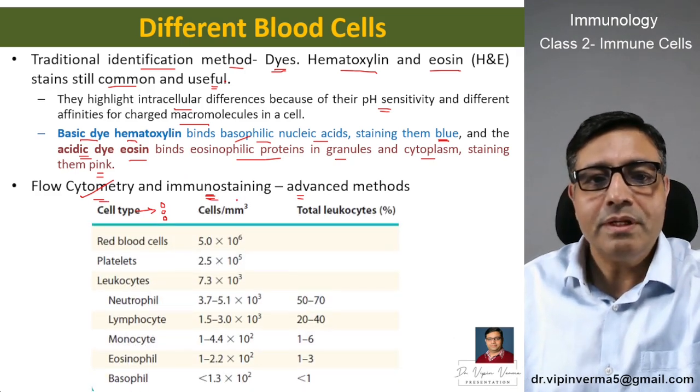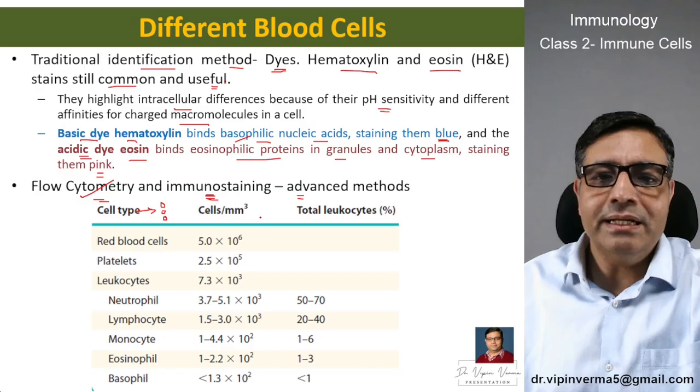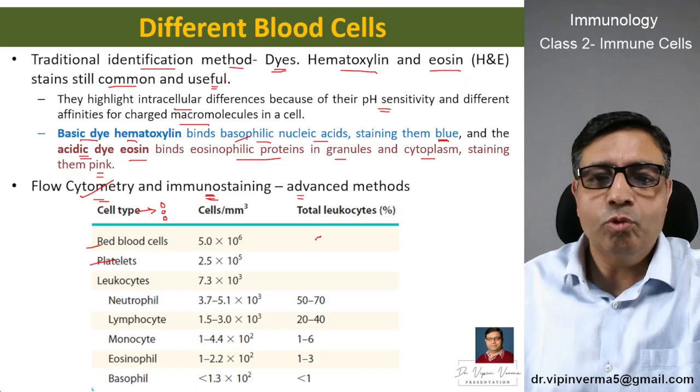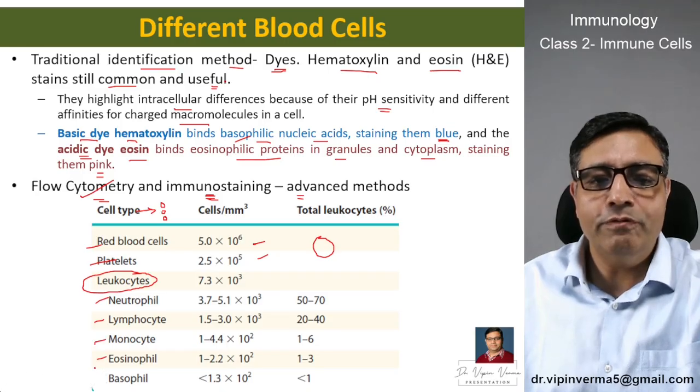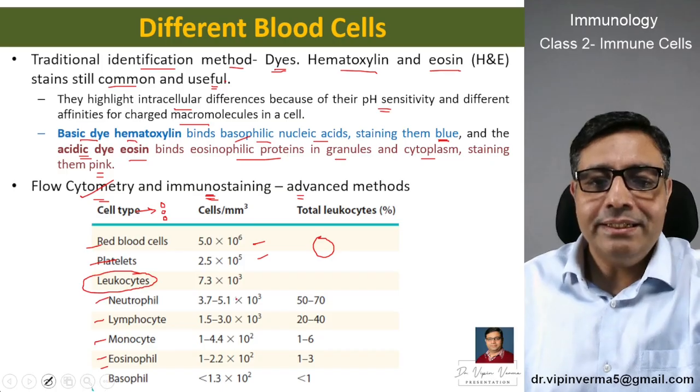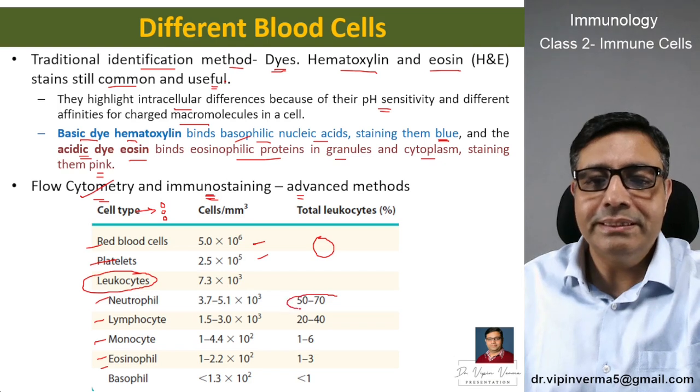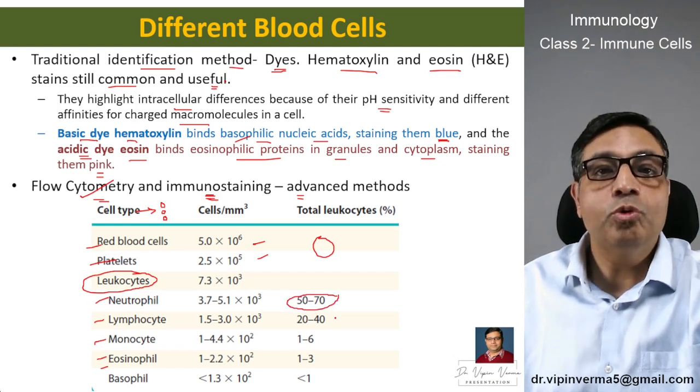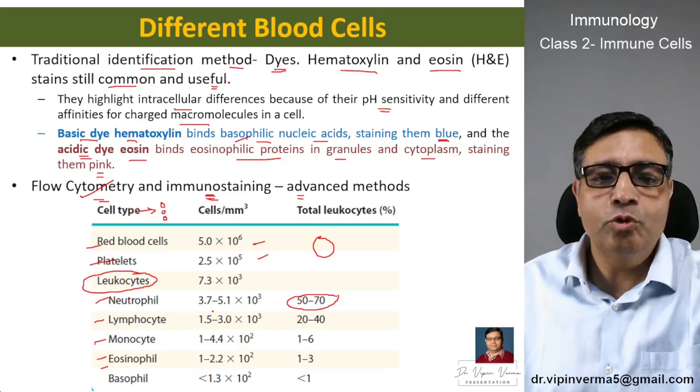Okay. Now you can see the different cell types and the numbers there. So RBCs and platelets, we don't have in terms of the total percentage because they are the unique cells. But the leukocytes are the white blood cells, and we have different white blood cells like neutrophils, lymphocytes, monocytes, eosinophils, and basophils. What you can see here is that the neutrophils are the most abundant WBCs. They are about 50 to 70% of the total WBCs. So these neutrophils, they are the most abundant.